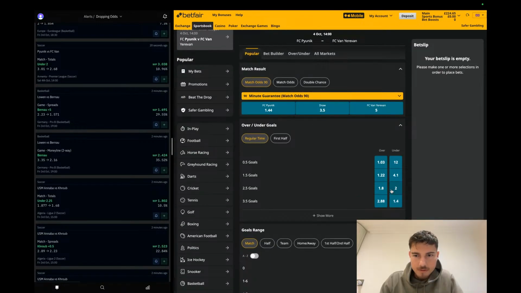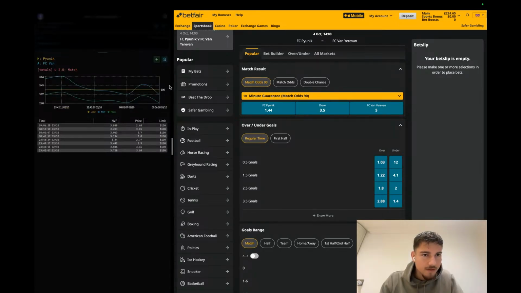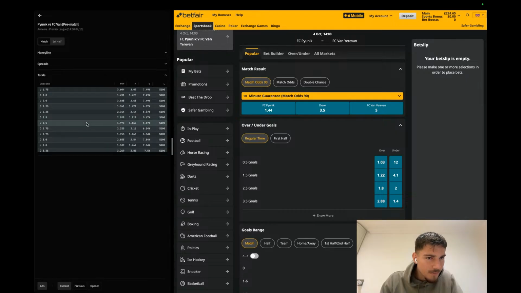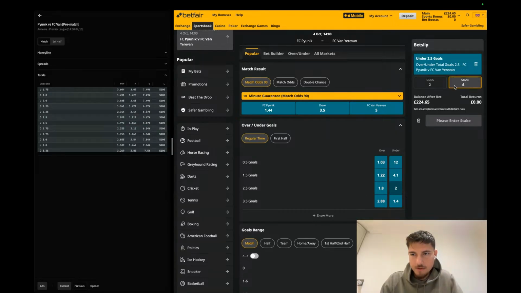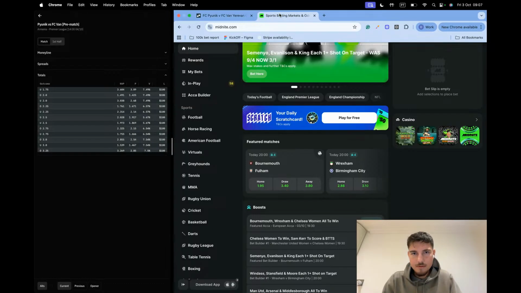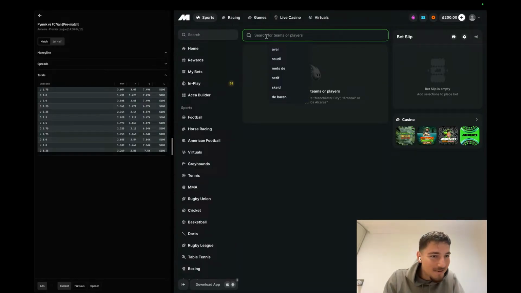All right, so we have under 2.5 here. So yeah, if the under 2.5 line has value on it as well. 1.9, I'm getting 2. Okay, that has been suspended. Just got limits on that account. Brilliant.